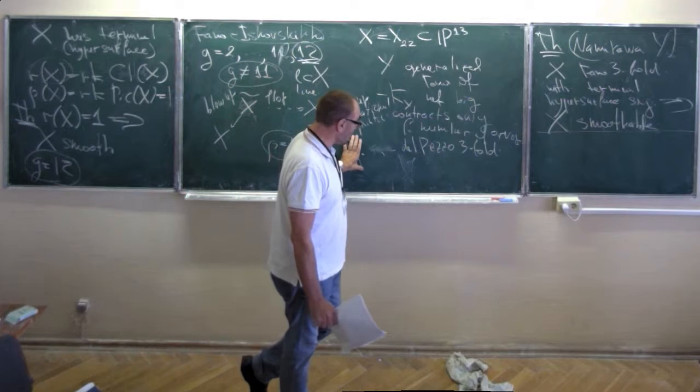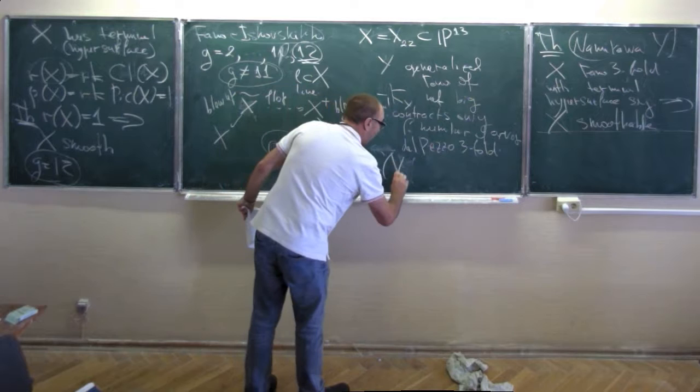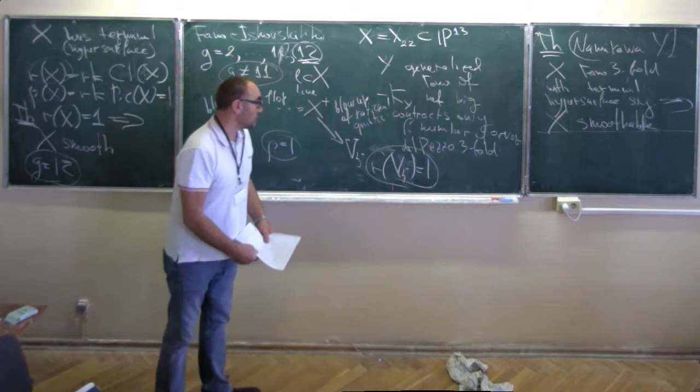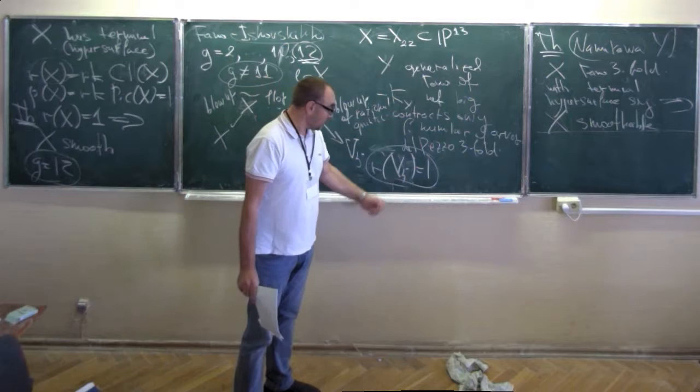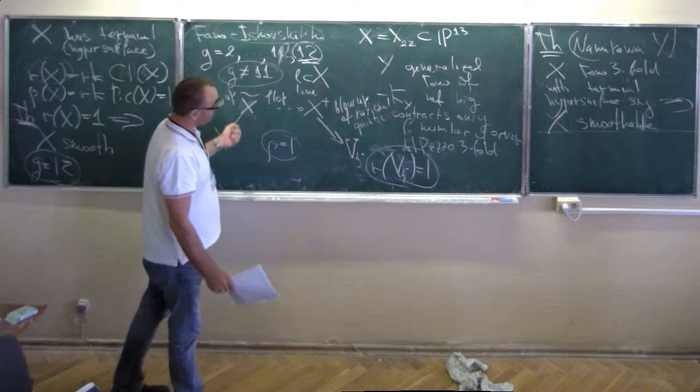but possibly singular. On the other hand, this is again equal to 1 by construction. And we can continue this process again. We can blow up the line here and get a quadric. This again is 1, it should be smooth. So you go back and get everything. This picture should be smooth.